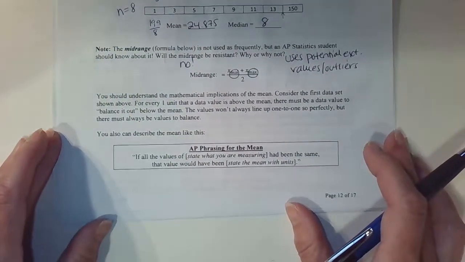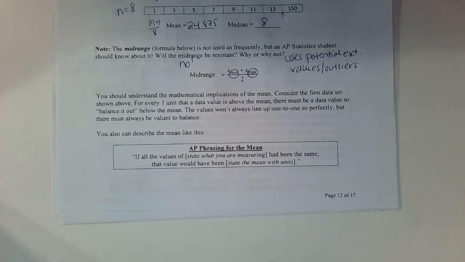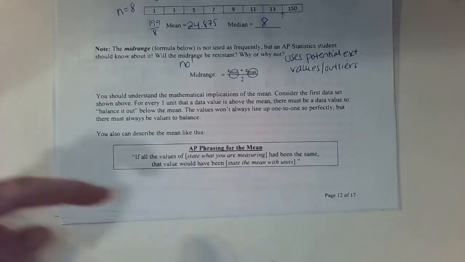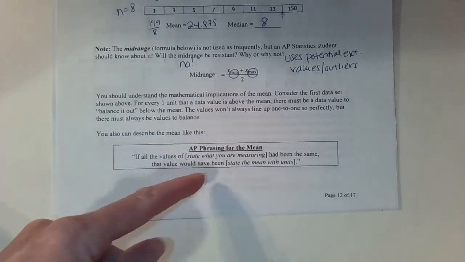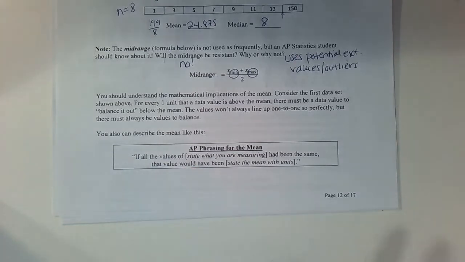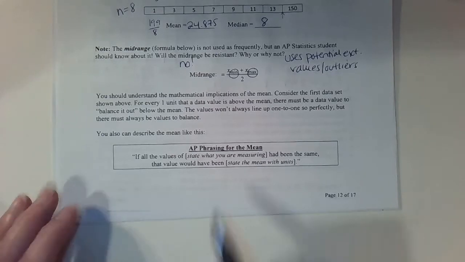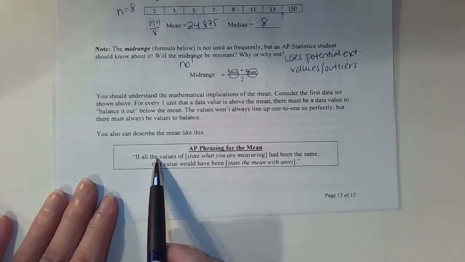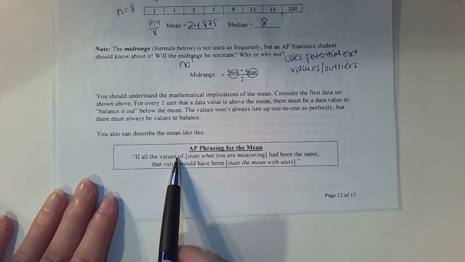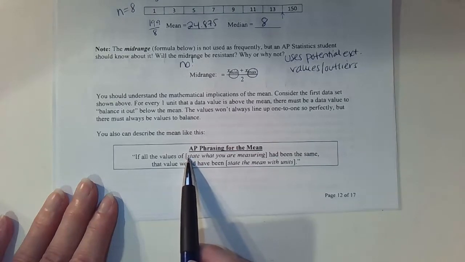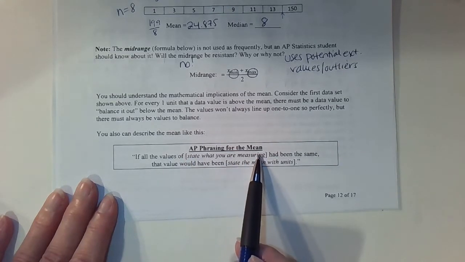When you take the AP exam, there are going to be times that they're going to ask you to describe what the mean represents. And throughout this class, you're going to get these boxes from me, and I call it AP phrasing. And these are things that you could memorize to use on the AP exam. And what I do on these is I give you what you could write in regular font, but then in brackets and italics, you're going to fill that in.